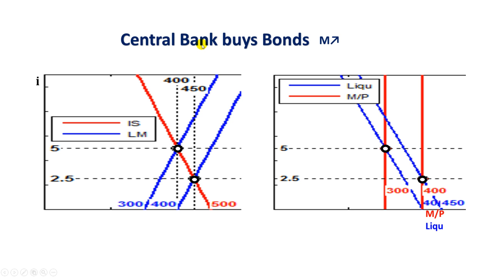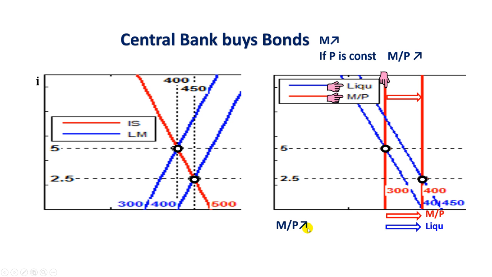Okay, so when the central bank buys bonds, then nominal money supply increases, but because we are assuming that price level is constant, then real money supply will increase as well. So this vertical red line, which is real money supply, will shift from this position to this position. This is quite intuitive. Now, what about liquidity? Well, liquidity will increase as well, because if real money supply increases, there will be more real money in the economy, so people will want to do more transactions, and in order to make transactions they will need more cash. So that's why intuitively liquidity goes up.